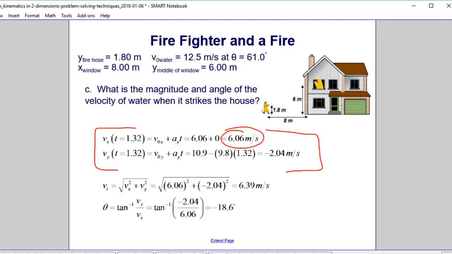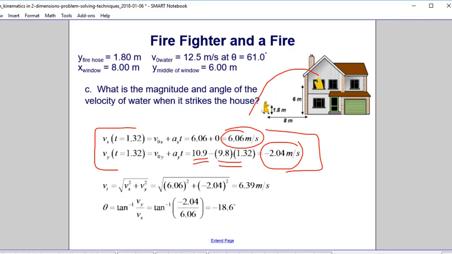The y velocity, we're going to take the initial velocity in the y direction, then take into effect gravitational acceleration, and we find that the water is doing, in the y direction, negative 2.04 meters per second, so it's on the way down. It's already peaked. So let's see, the water's kind of like this, and it's hitting over there.